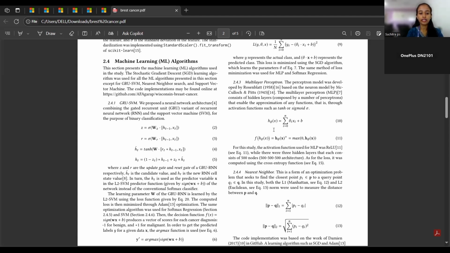It used ReLU activation and cross entropy loss. It had the best performance among all the models, with approximately 99.04 percent test accuracy.